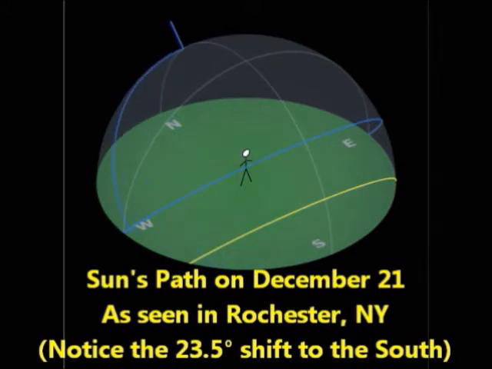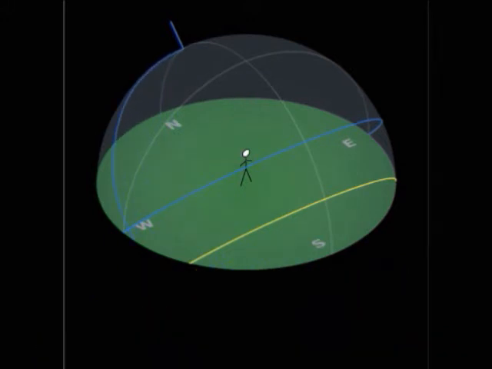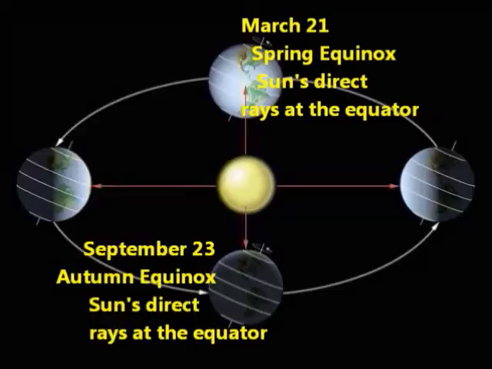Notice how briefly the sun is in the sky. This is why the days are shorter in winter. The other two dates are the equinoxes. The one on the top is March 21st, that's the spring equinox, and the one on the bottom is September 23rd, which is the autumn equinox.